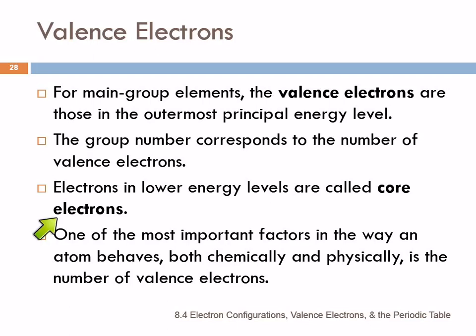The other electrons, the ones below that, are called the core electrons. They're on the inside. It's the electrons on the outside that interact with other atoms and give rise to chemical and physical properties.